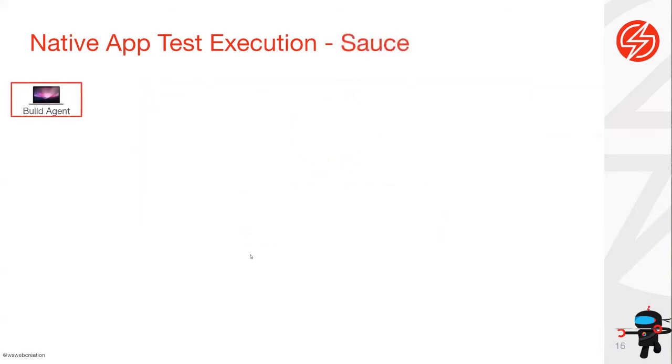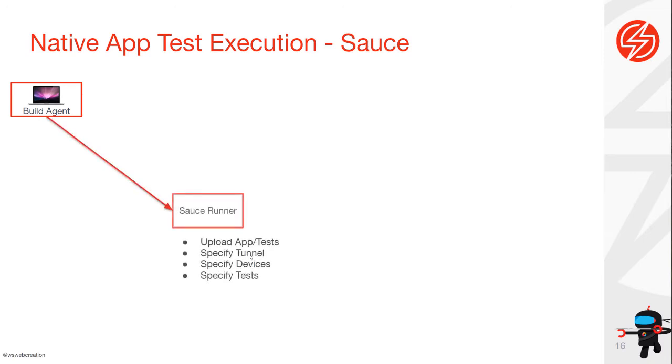So you have a build agent, that's your machine. Say you're running it on your local, or a build machine is running it on something like GitHub, GitLab, GitHub Actions, that kind of thing. You're going to basically tarball the entire compiled set of code that you're going to execute, upload it to Sauce Labs in this case. You're going to specify the tunnel, the devices that you'd like to test on, the tests you would like to run.